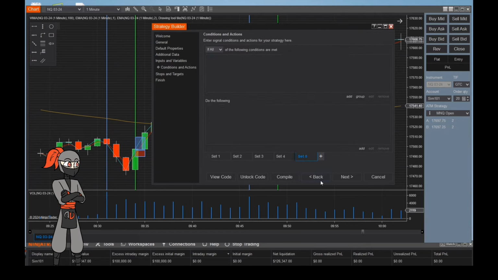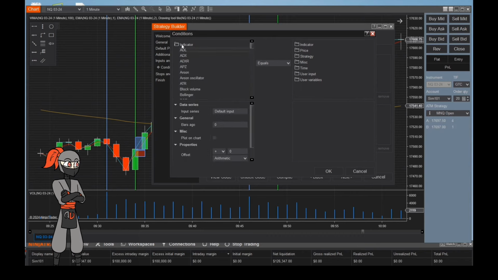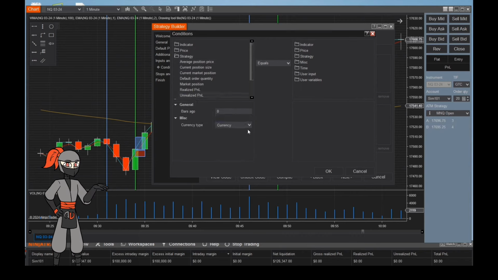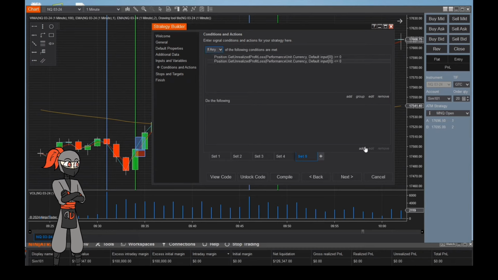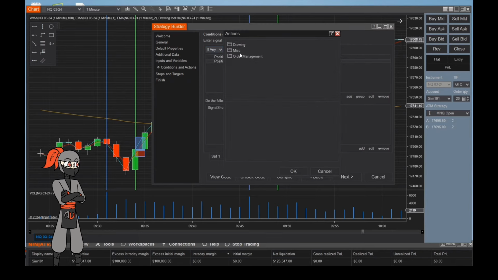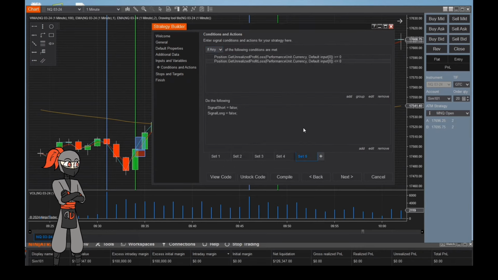complete. Now, we do need to add one more set, not to complicate things, but our rules do need to be reset at some point. Otherwise, they'll become true and just stay true. So, let's try to say that if unrealized P&L is greater than 0 or less than 0 or equal to 0, that it will go ahead and switch these to false. Perfect.